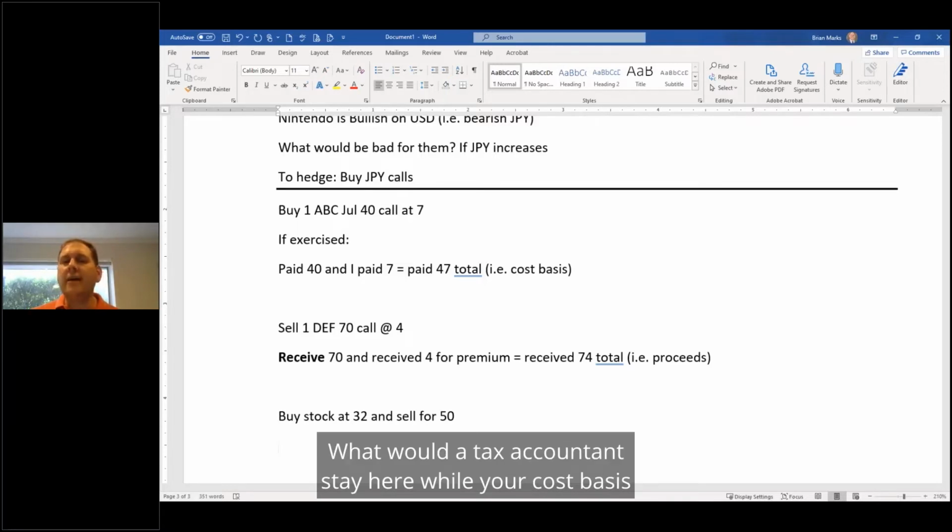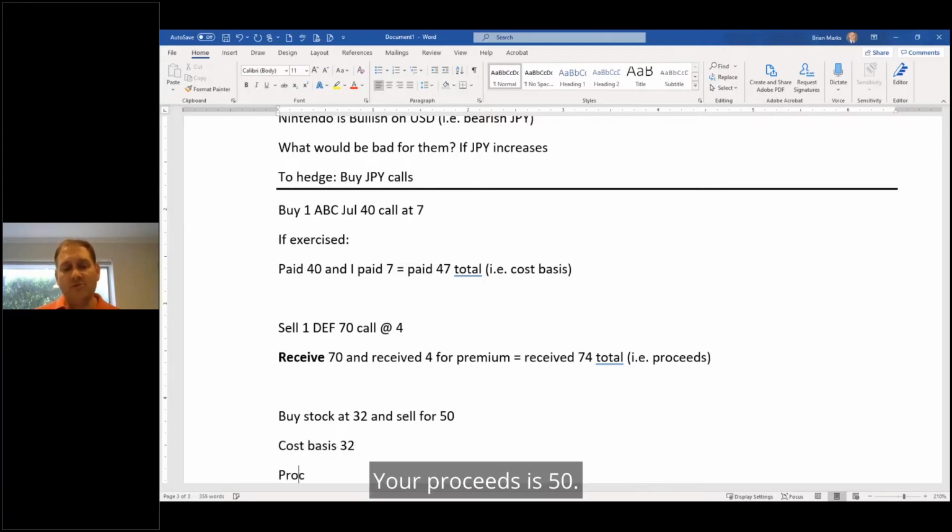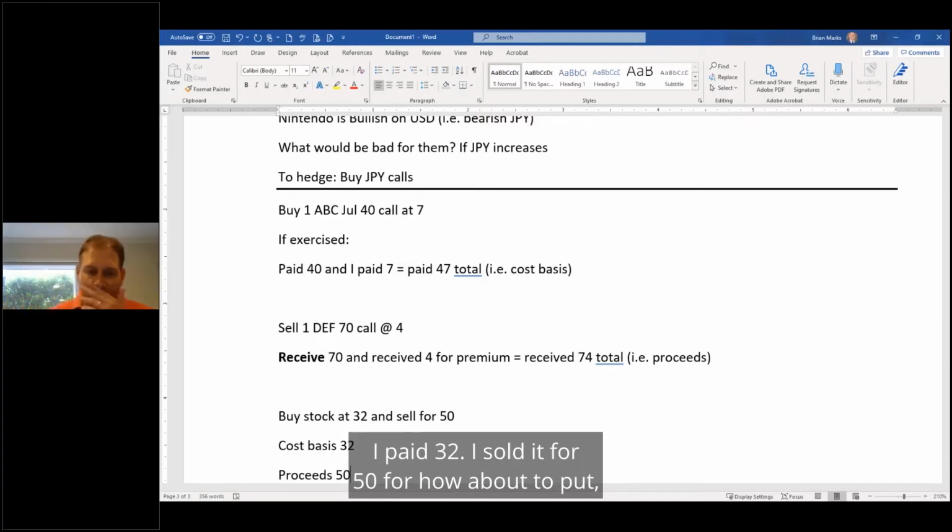What would a tax accountant say here? Well, your cost basis is 32, your proceeds is 50. You would never think that way. It's just intuitive. My profit's 18. I paid 32. I sold it for 50.